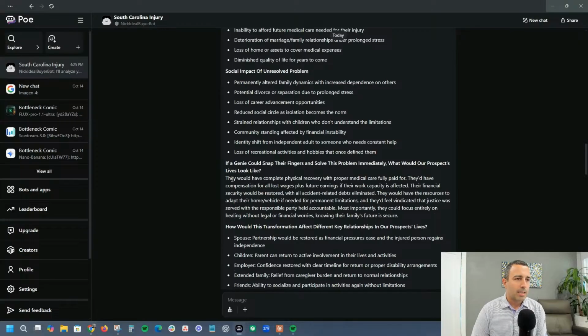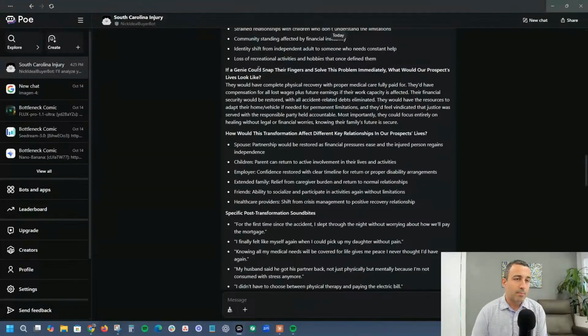lives look like? They would have complete physical recovery with proper medical care fully paid for. They'd have compensation for all lost wages plus future earnings if their work capacity is affected. Their financial security would be restored with all accident-related debts eliminated. They would have the resources to adapt their home and vehicle if needed for permanent limitations, and they'd feel vindicated that justice was served with the responsible party held accountable. Most importantly, they could focus entirely on healing without legal or financial worries, knowing their family's future is secure.